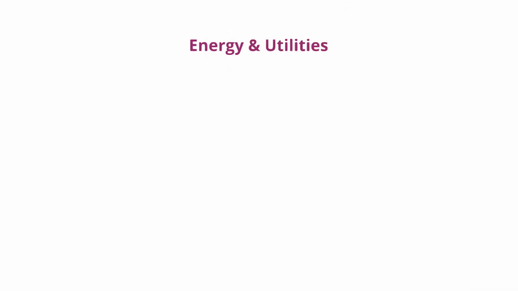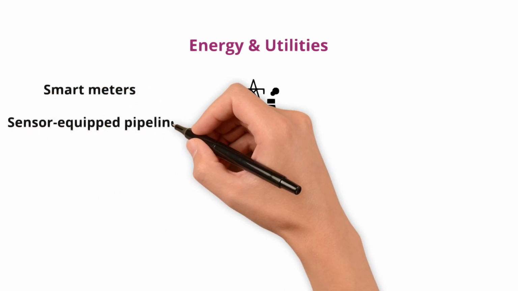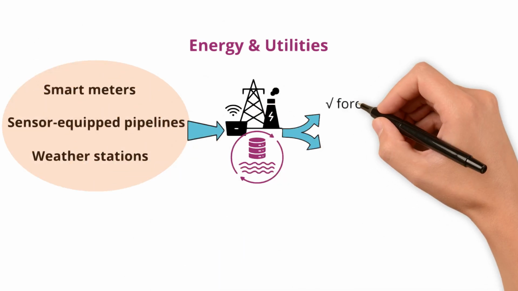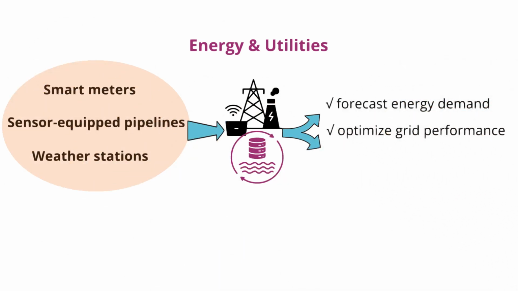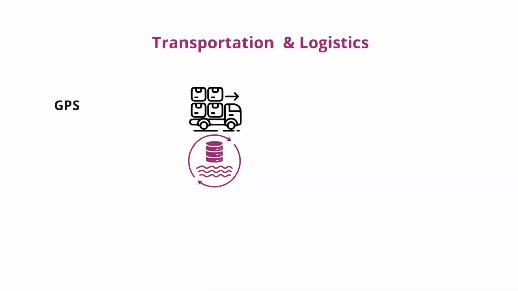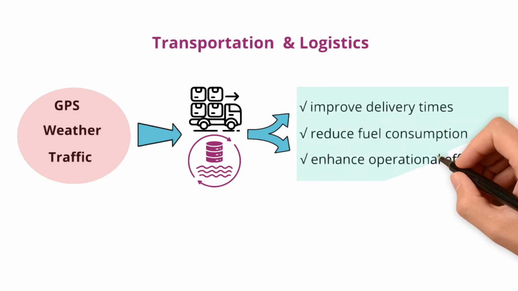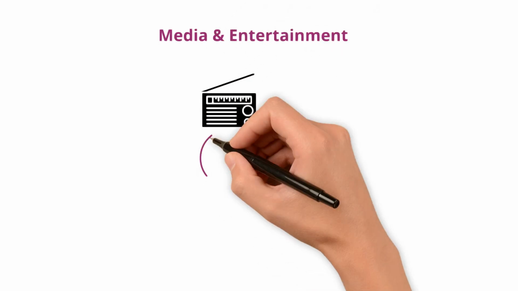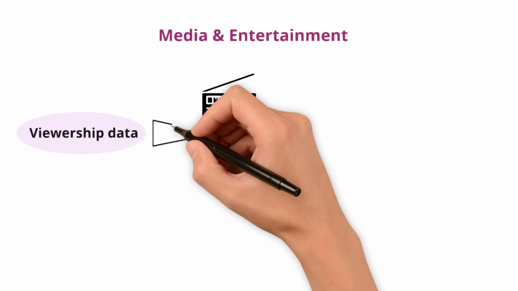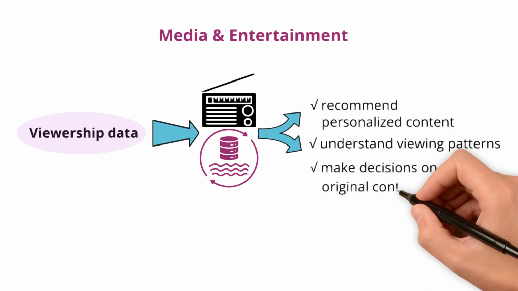Energy and utilities. Companies in this sector use data lakes to analyze data from smart meters, sensor-equipped pipelines, and weather stations. They can forecast energy demand, optimize grid performance, and plan for renewable energy resource allocation. Coming to transportation and logistics, data lakes help optimize routes by analyzing GPS, weather, and traffic data. Logistic companies can improve delivery times, reduce fuel consumption, and enhance operational efficiency. Media and entertainment. Streaming services use data lakes to store viewership data, which is analyzed to recommend personalized content, understand viewing patterns, and make decisions on original content production.